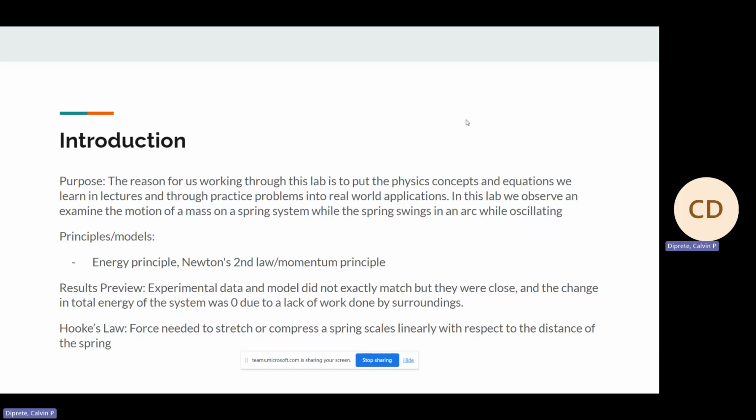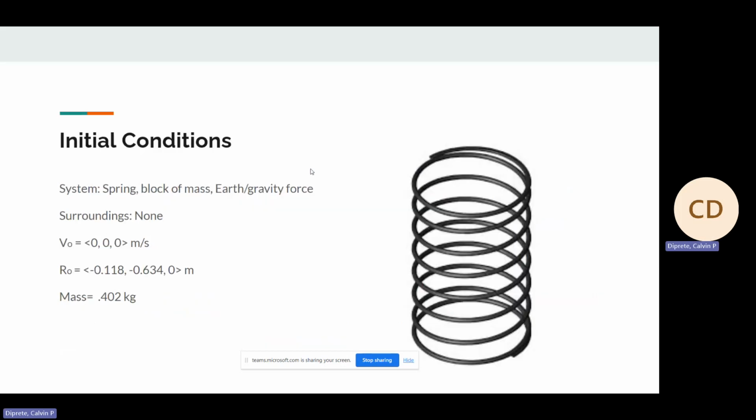For the principles and models involved, the energy principle is one, Newton's second law, and the momentum principle is another big one that's used. For the preview of the end results on this lab, the experimental data and model did not exactly match in numbers at certain times, but they were close, and they had the same general trajectory, and the change in total energy of the system was still zero due to a lack of work done by the surroundings. And Hooke's law is another principle that was used, and it's that the force needed to stretch and compress the spring scales linearly with respect to the distance of the spring, and that's shown by this lab.